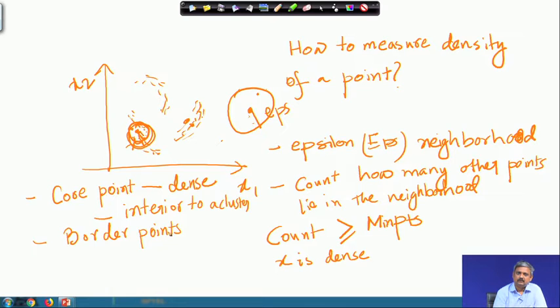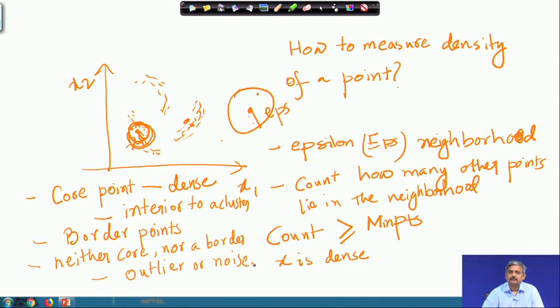And a point which is neither a core nor a border is called an outlier or noise. Okay, it is called an outlier or noise. So, this is clear. Let me explain this.